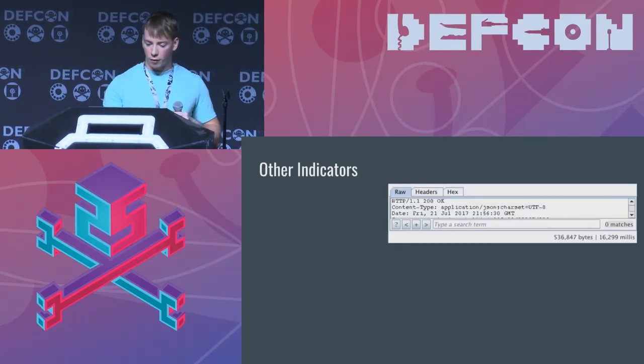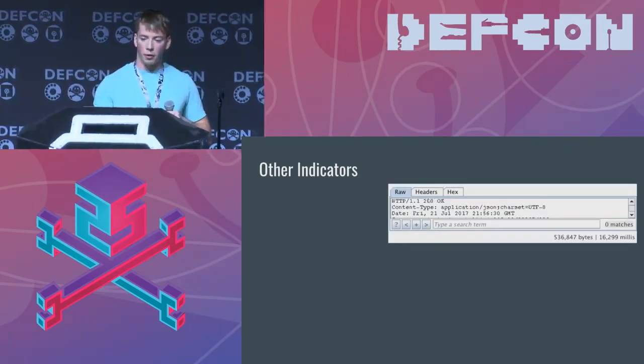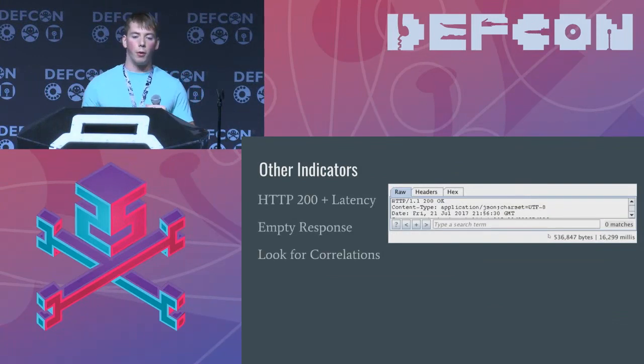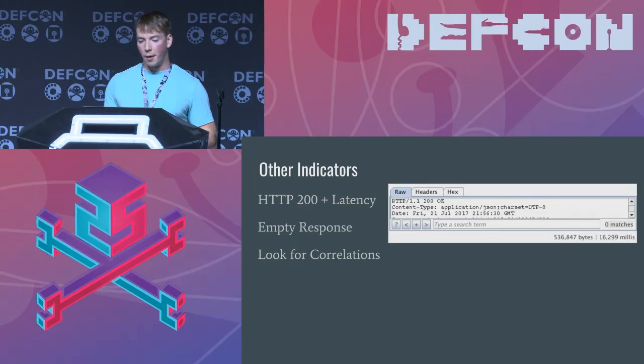And then there's other indicators. So if we zoom in here, I got an HTTP 200 okay, but look at the latency here, right? That's like 16 seconds. And that's a huge response. So, HTTP 200 plus latency, that's kind of like the holy grail. That means you are causing a lot of work on the back end.